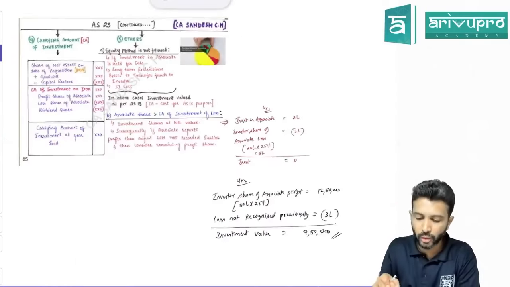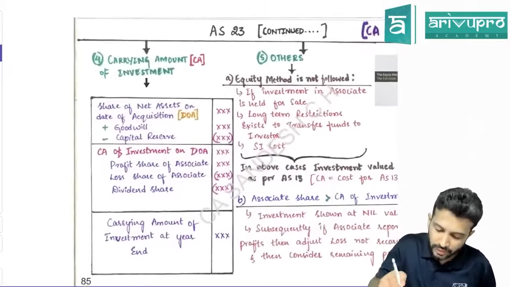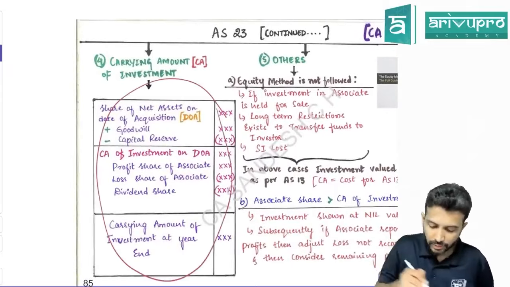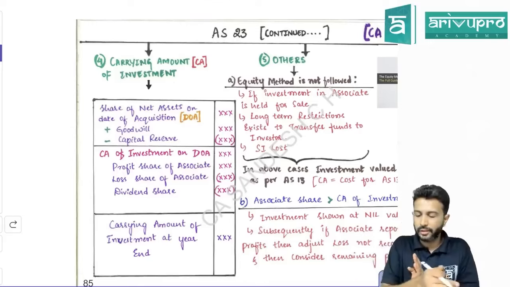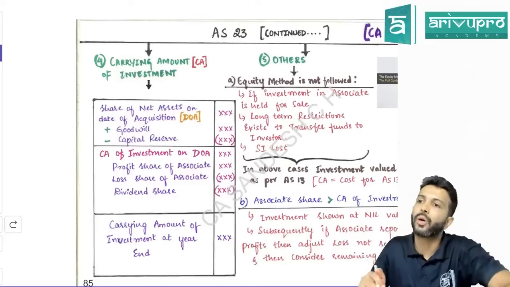Can we take care? Can we do it? Can we apply it? Whatever I'm doing in the problem, the same thing I've written as a format in this particular table. Maybe one question we'll do, and if required, we'll come back to that table. Otherwise, not required.